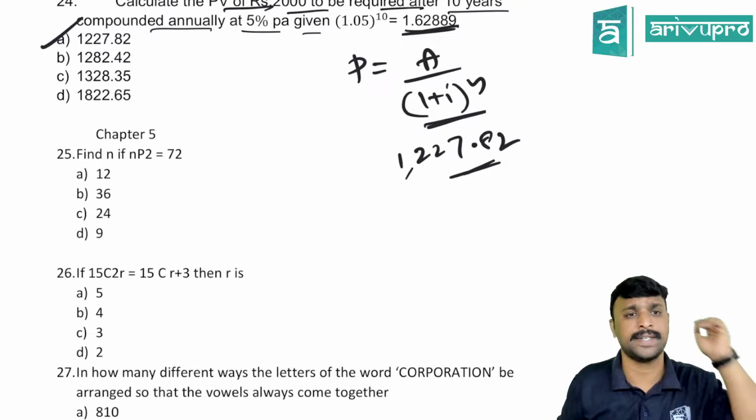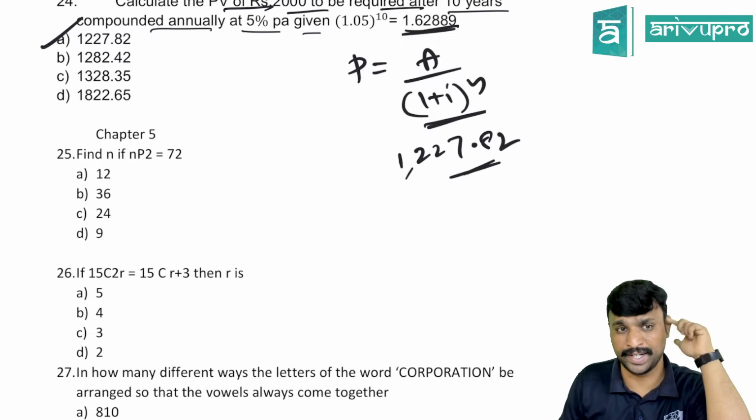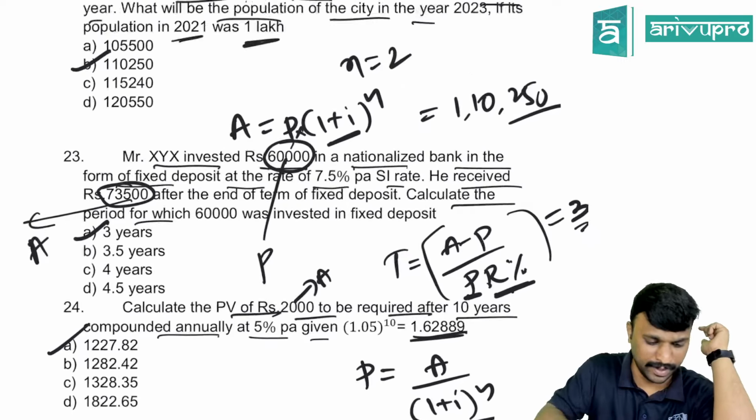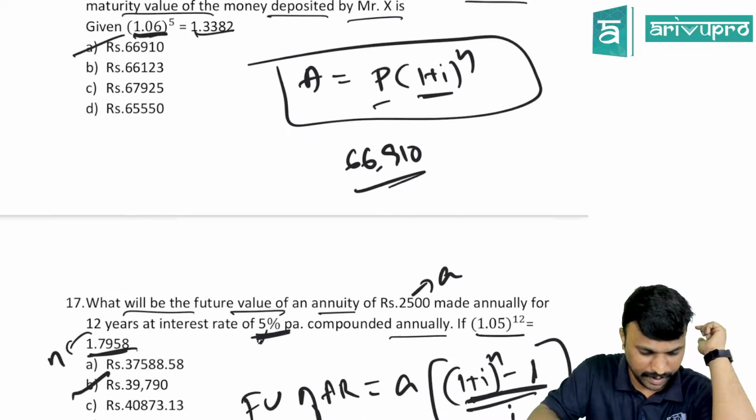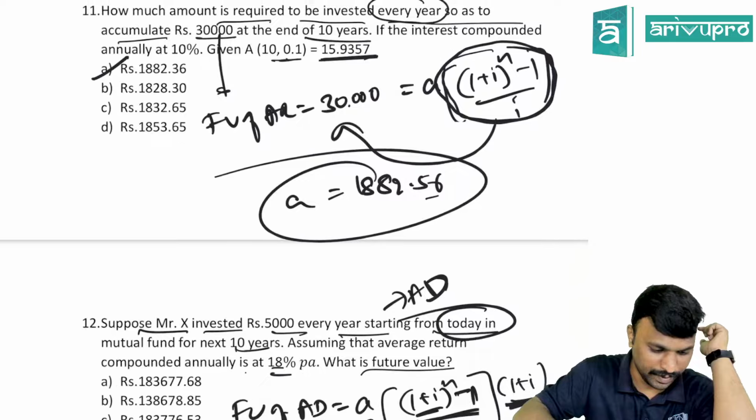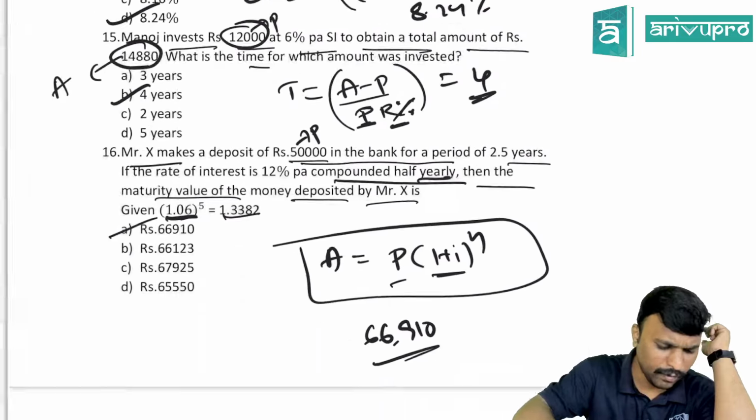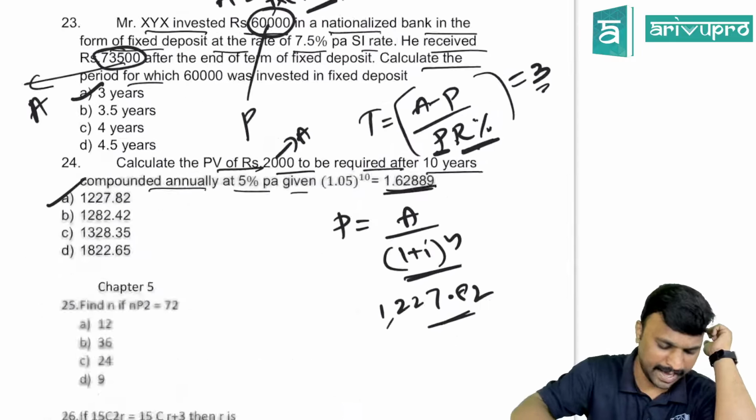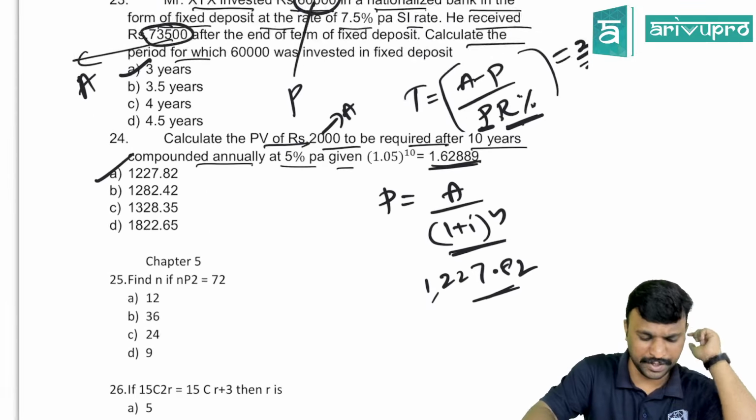Guys, these were the questions asked on chapter 4, that is time value of money. So there were 24 from how many? So 11 to 24. So how many questions? 14 questions were asked, right? As expected, and there were easy questions also, right?